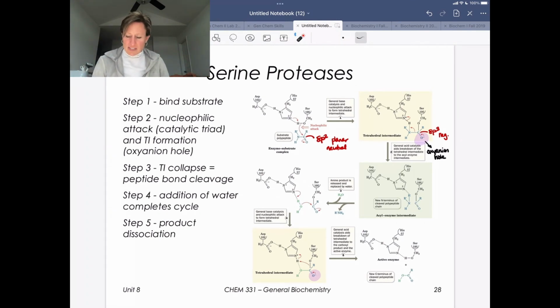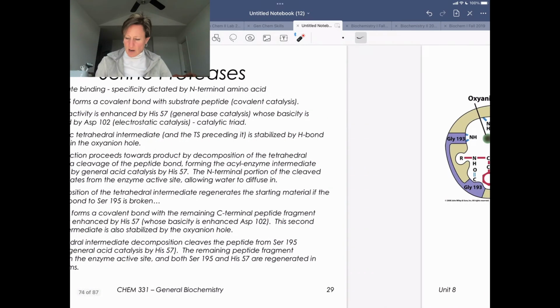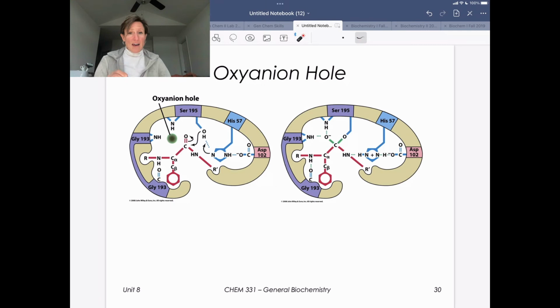The last little piece here, there's actually two little pieces here. I want to highlight that when we have the generation of that sp3, that tetrahedral intermediate, we have the ability to stabilize that, okay? And that's through what we call the oxyanion hole.